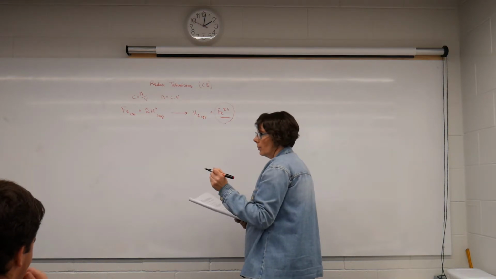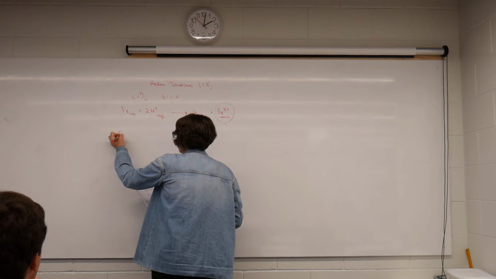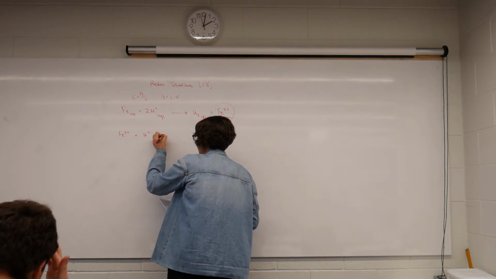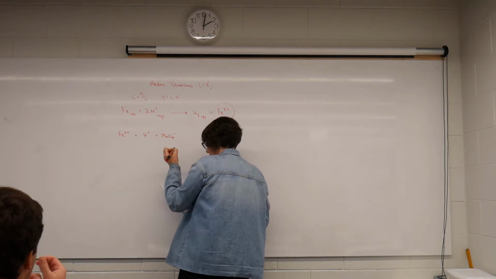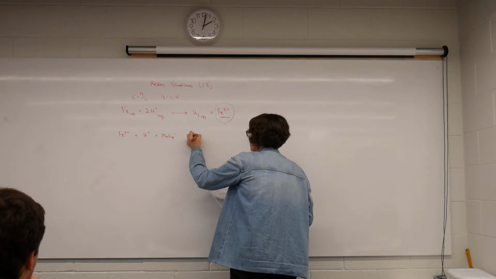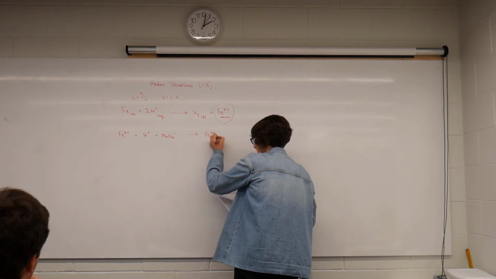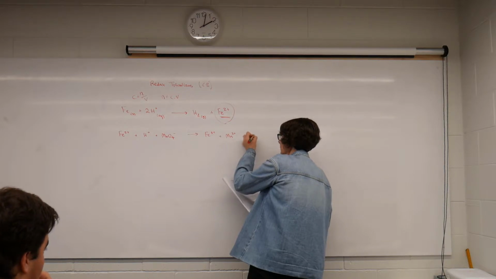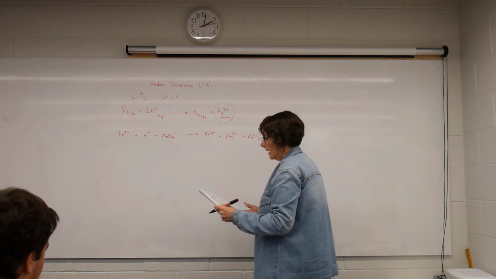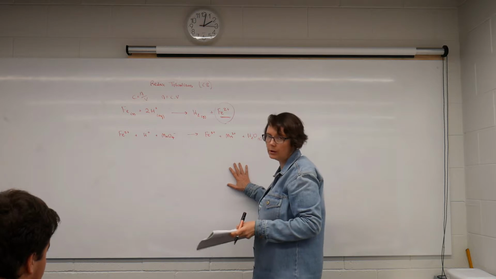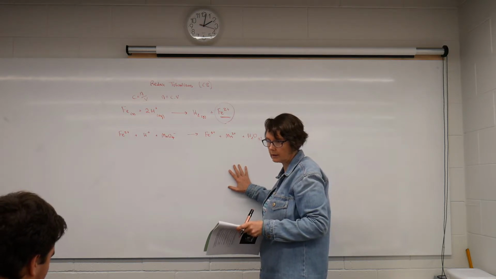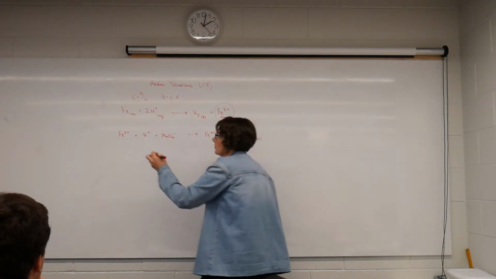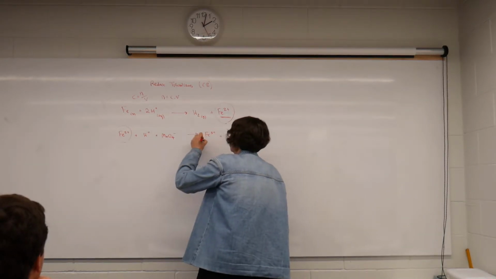Then we react the Fe2+ with acidified permanganate, and we produce Fe3+, manganese ions, and water. And that's not balanced. How would I go about balancing this? Write out the half equations. Yeah, the half equations. So I might start with this one.